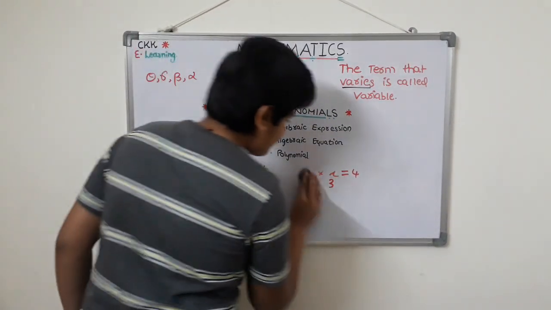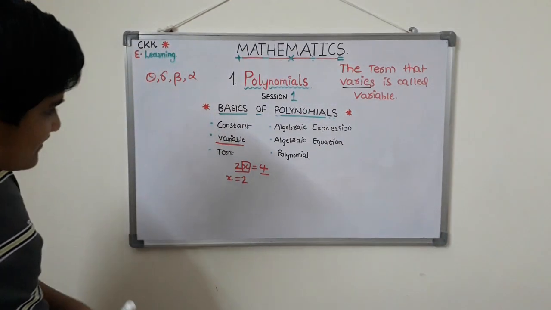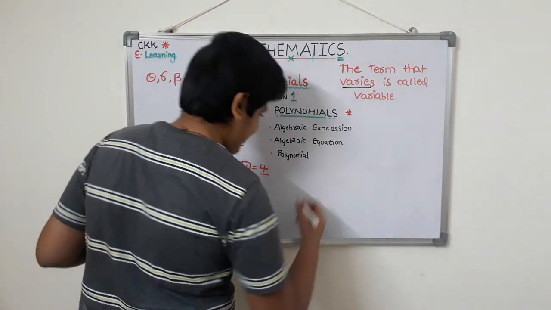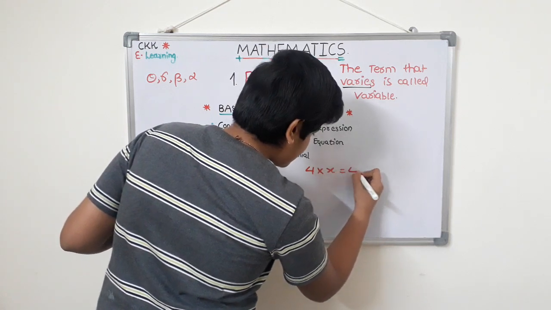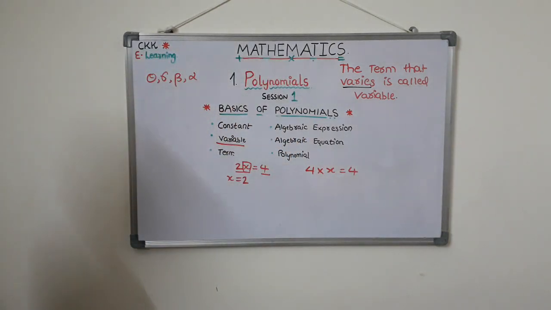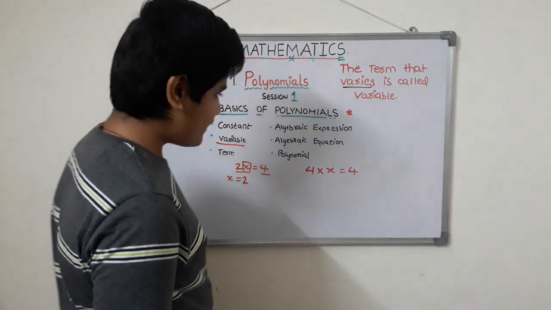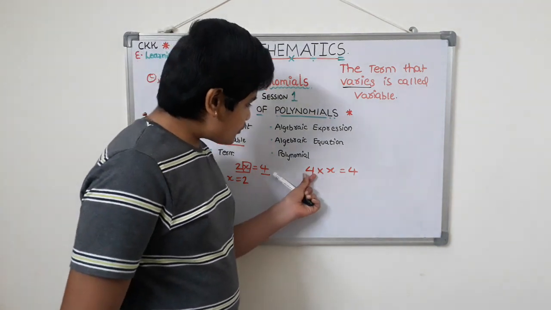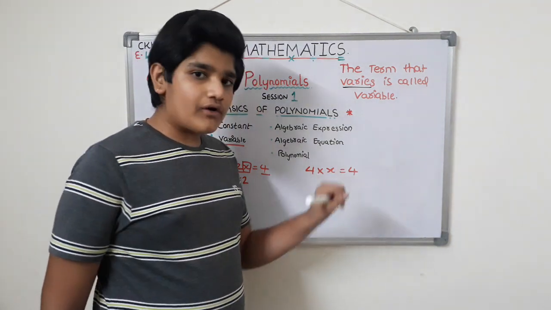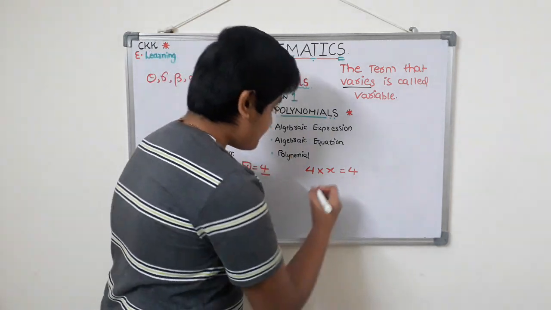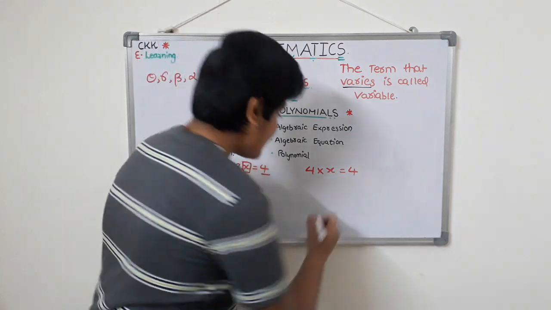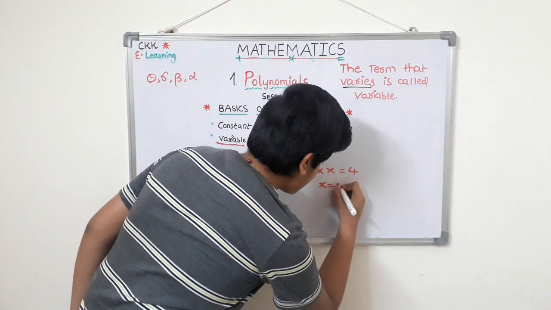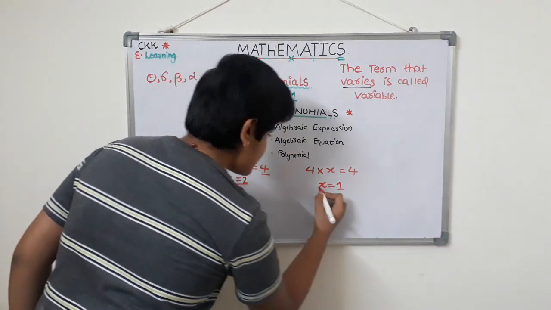But if you observe in another case, let me take one more case. 4 into x is equal to 4. What should you multiply with 4 to get 4? 1, because 4 ones are 4. 4 into 1 is equal to 4. That's why here the value of x is 1. Here the value of x is 2.